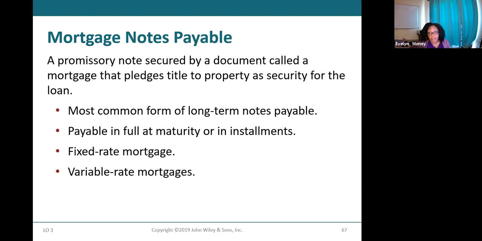It could be fixed rate. It could be variable rate. You could have a balloon payment where you have to pay the full amount at maturity, or it could be paid in installments.